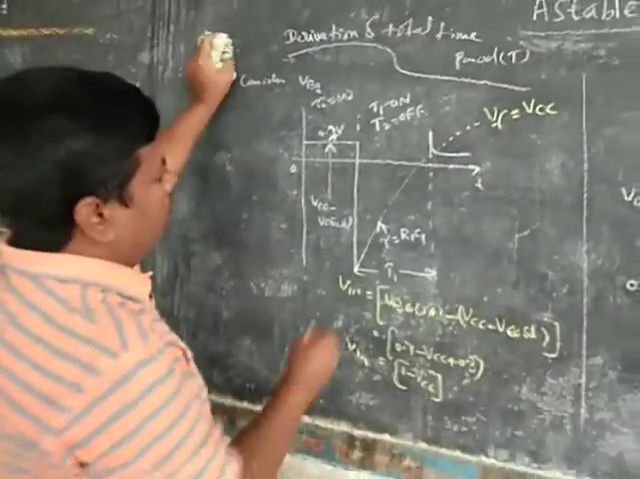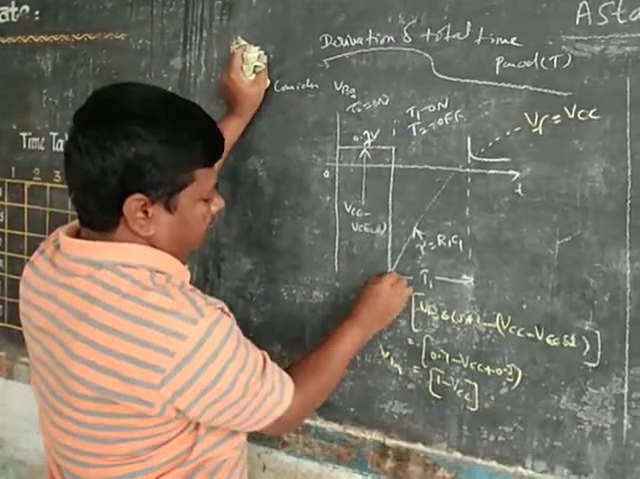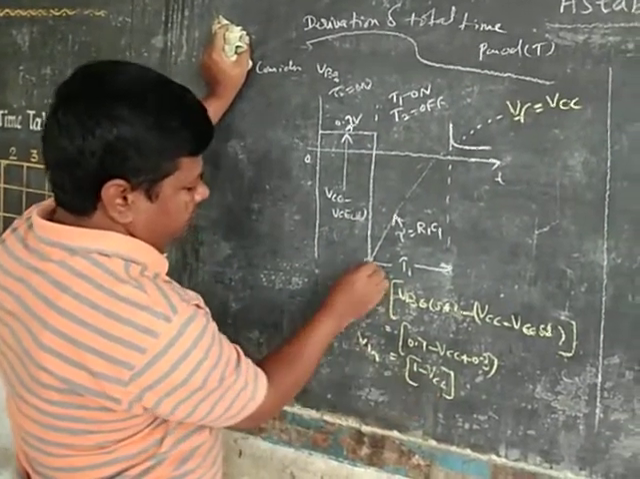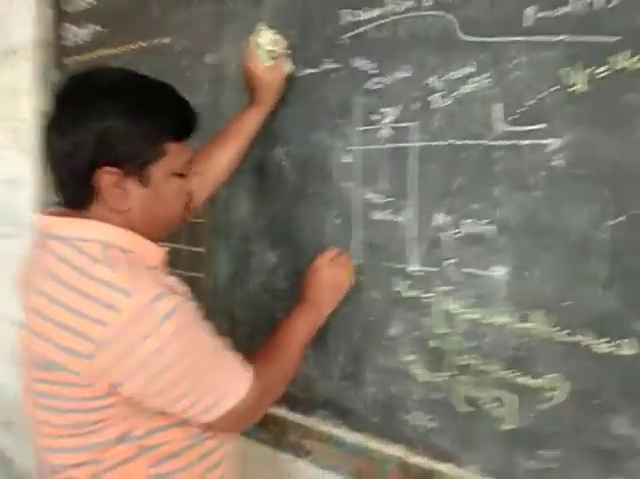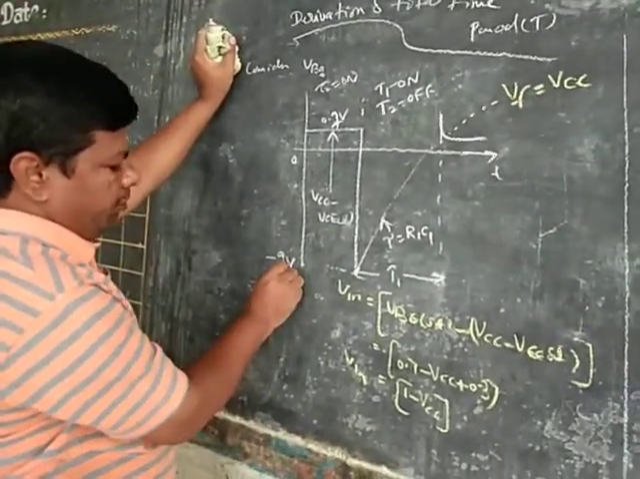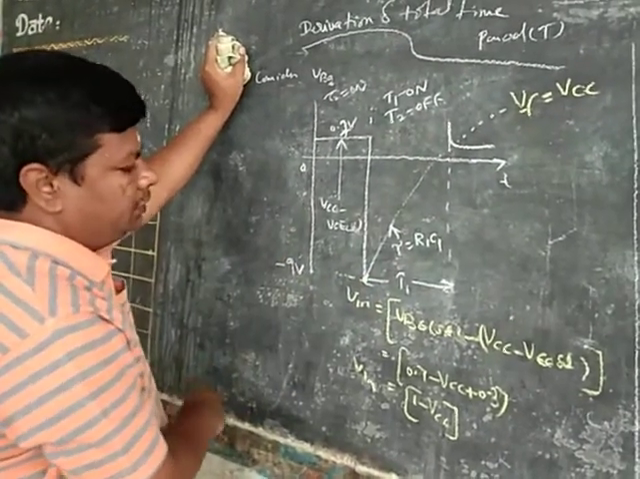When T2 enters into off, immediately its base voltage goes negative, and the negative voltage is 1 minus VCC. If it is 10 volt, here the value is around minus 9 volt. Minus 9 volt appears at the base of T2. T2 immediately enters into off.